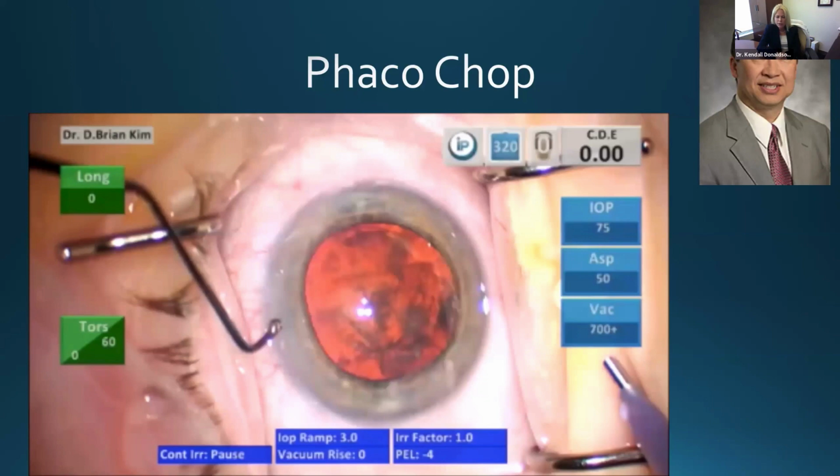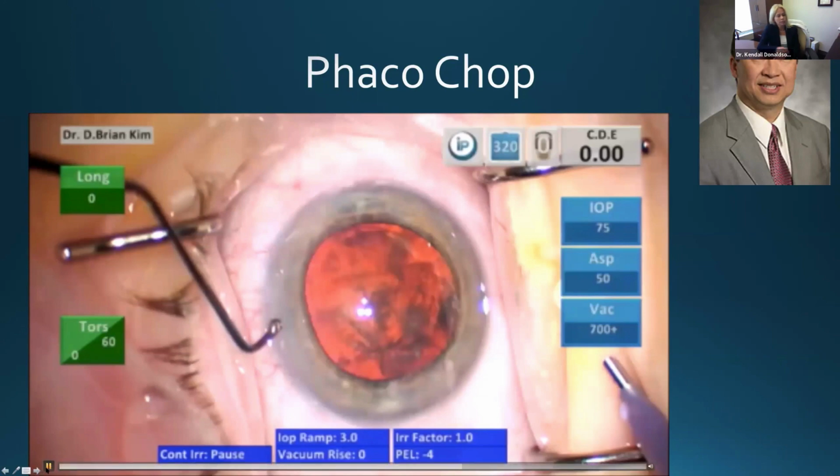So you can see his vacuum is very high, so he can really get occlusion of the material when chopping. So that's super high. I usually use about 575 for vacuum. And when you're doing chopping, I would also recommend a burst technique. That really helps you get good occlusion so that you can hold on to the piece as you're bringing your second instrument in to the phaco tip, okay? So high levels of vacuum and burst for chop mode will help you get good purchase on the nuclear material so then you can do all your work with the second instrument.